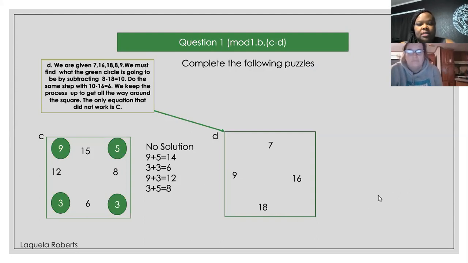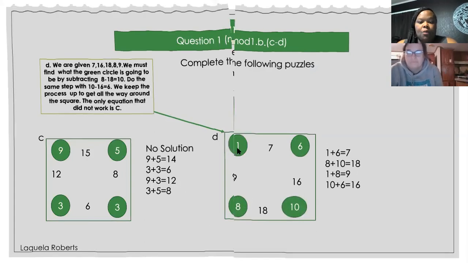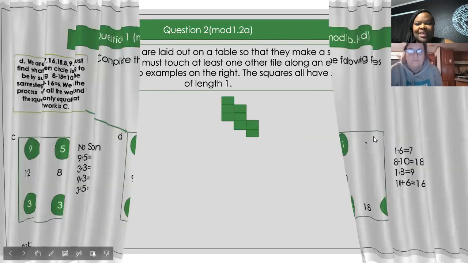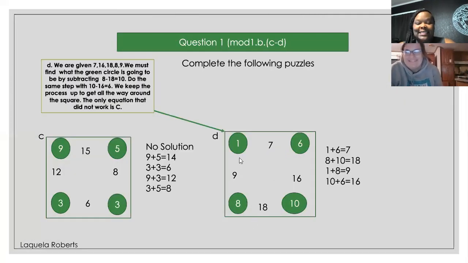Our next one is 1 plus 6 equals 7, as you see here. And then we have 8 plus 10 equals 18. Then we have 1 plus 8 equals 9, and 10 plus 6 equals 16. So that's how you solve that.